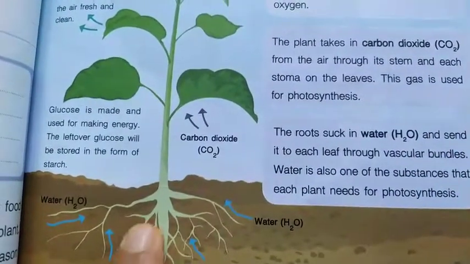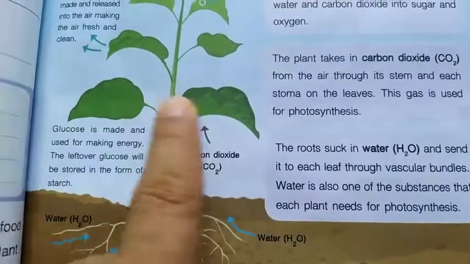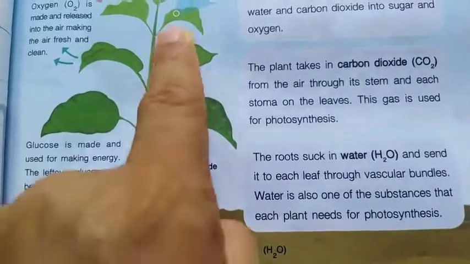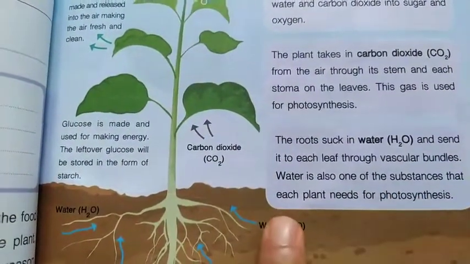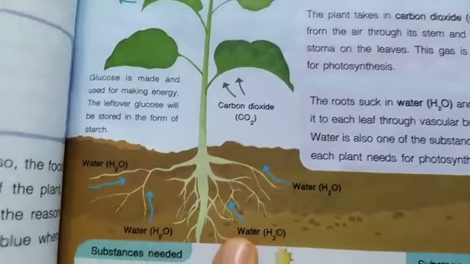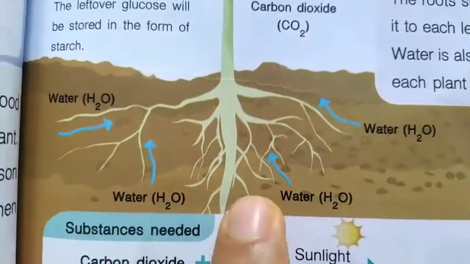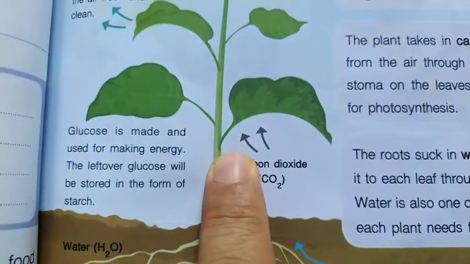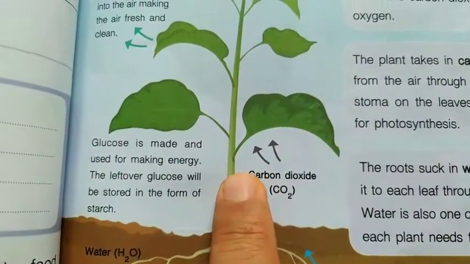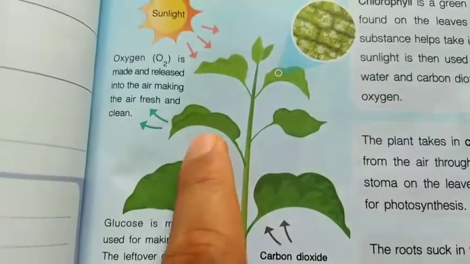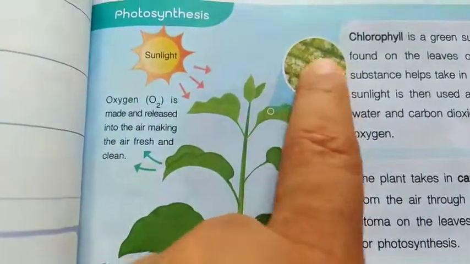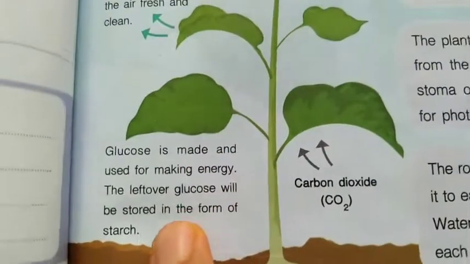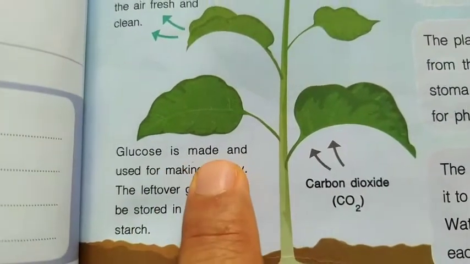And send water to each leaf through vascular bundles. Water is also one of the substances that each plant needs for photosynthesis. As you can see in here, water goes up here, combining with carbon dioxide and oxygen later on with the sunlight through the green pigment. It becomes a glucose. All right.